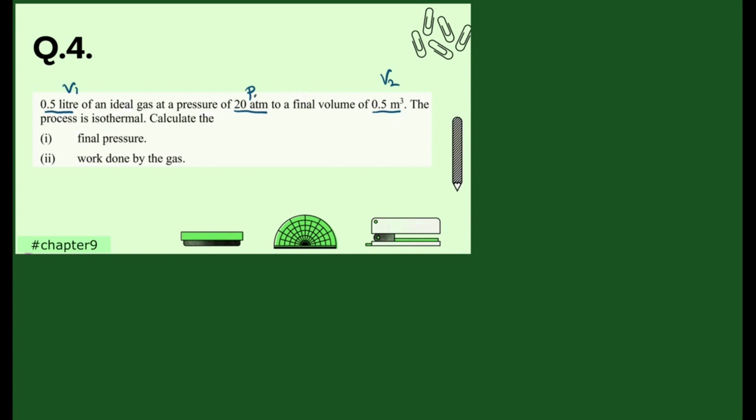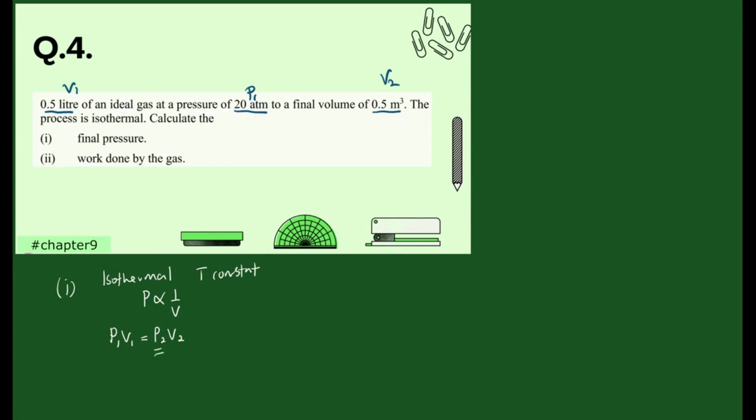So this is P1. To calculate the final pressure for an isothermal process, our T is constant. When T is constant, P is inversely proportional to the volume. Then we have P1 V1 equal to P2 V2 for comparing the two conditions. So now we want to find our final pressure, that is P2. We substitute all the values.